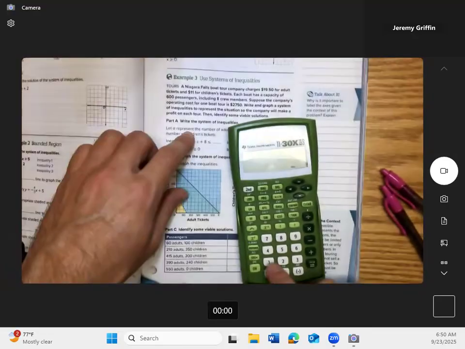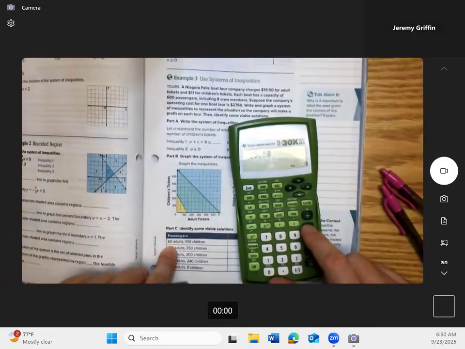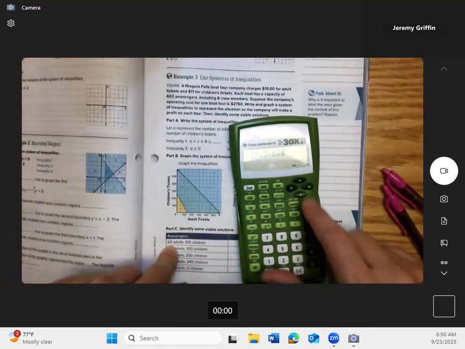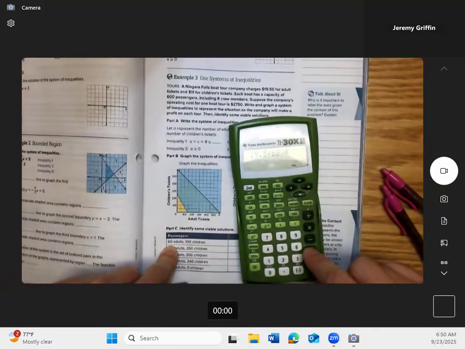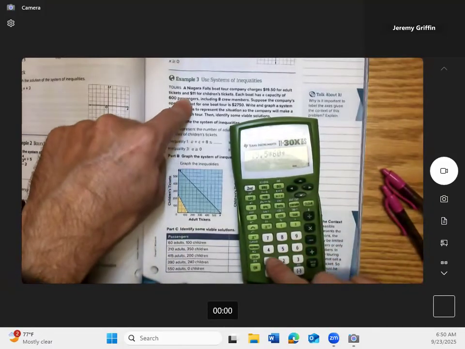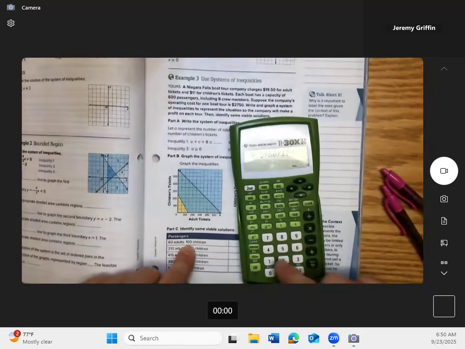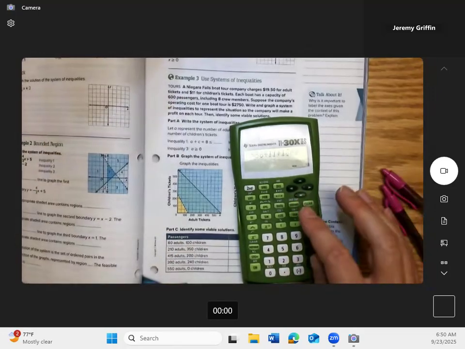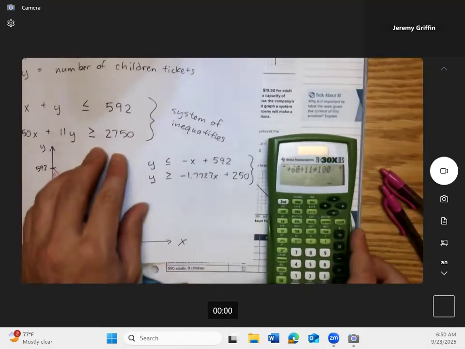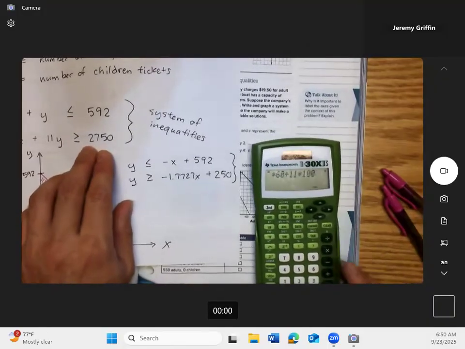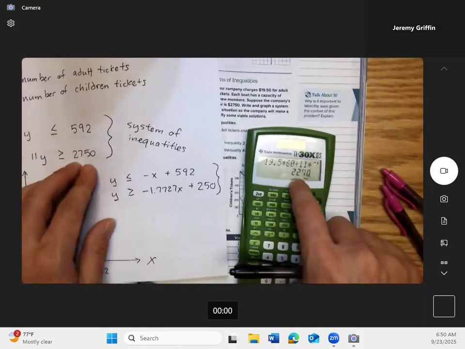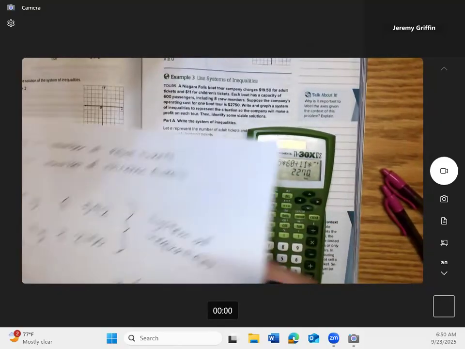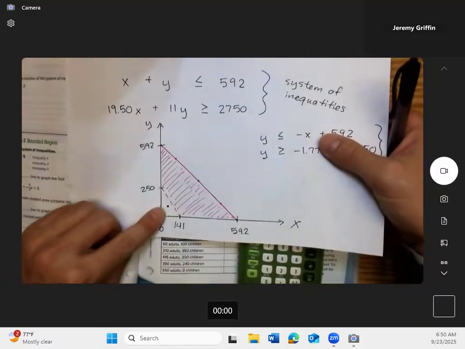I can try this out because I know it's $19.50 per adult ticket, and we're doing 60 adults. Plus, it was $11 per child ticket times 100 child tickets. I bet this number is going to come out to less than the 2750 they need to turn a profit. Yeah, it is 2270. That's less than 2750. So they're definitely not turning a profit at this point, which I didn't think so.